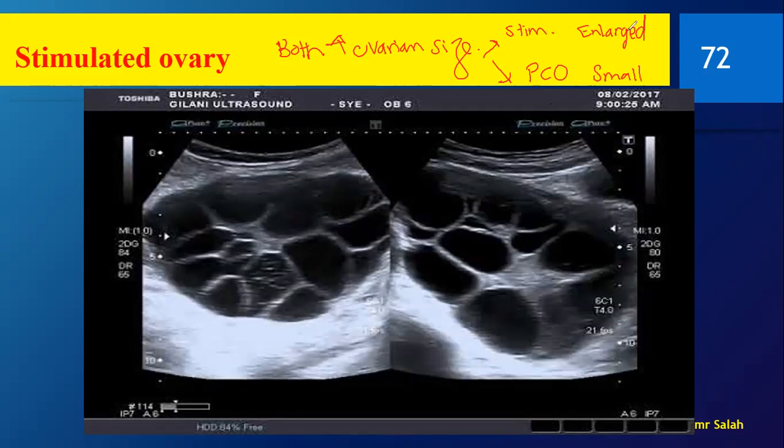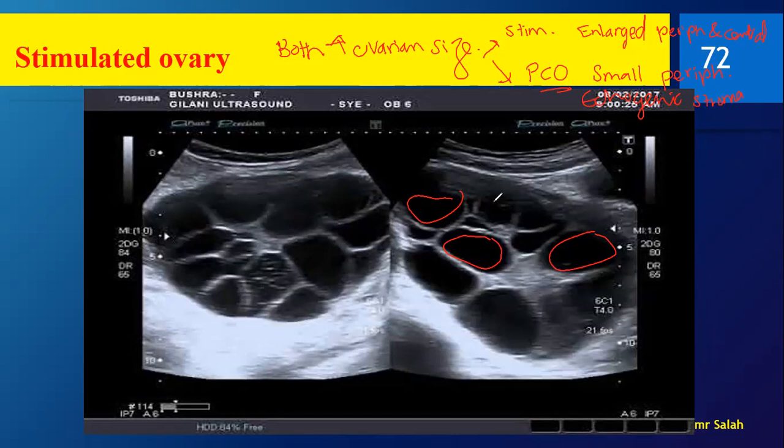In the stimulated ovary, the follicles, as we see, are everywhere. They are in the periphery, they are in the stroma. So they are arranged peripheral and central. Here in the PCO they are arranged peripherally. In the PCO, we have echogenic stroma, right? Remember? Here, we don't have echogenic stroma, we have the follicles everywhere.